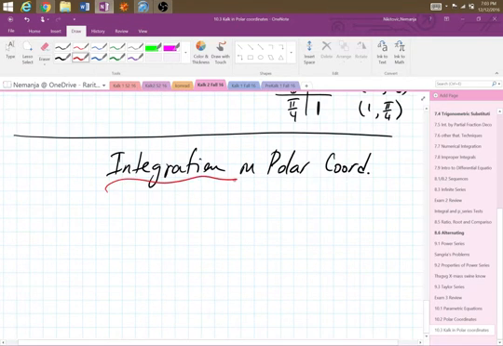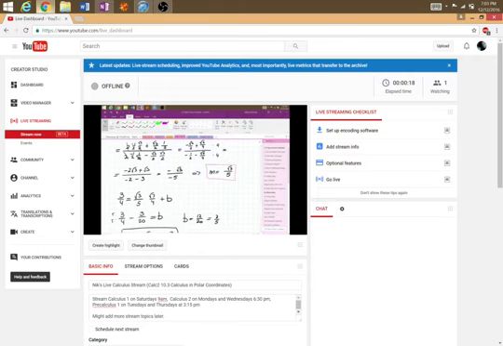Integration in polar coordinates. Is stream still alive? Yes.